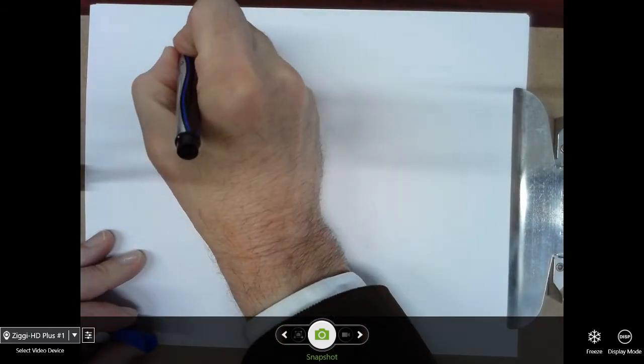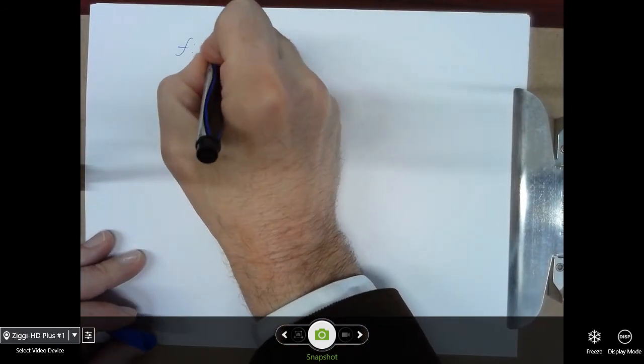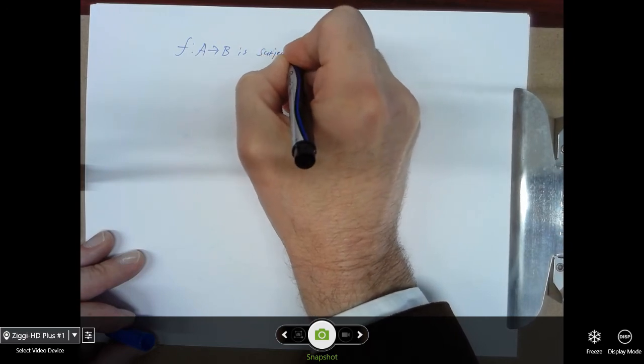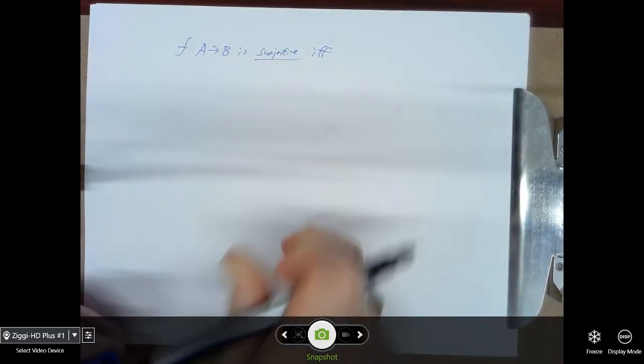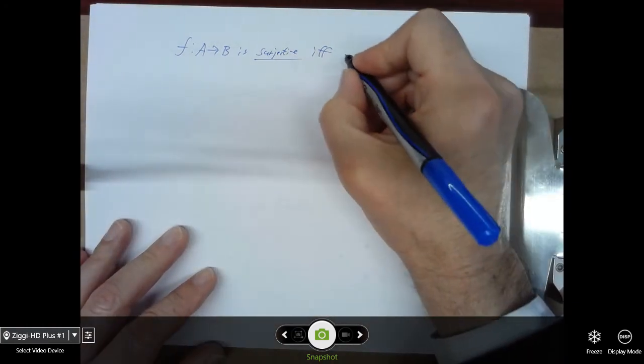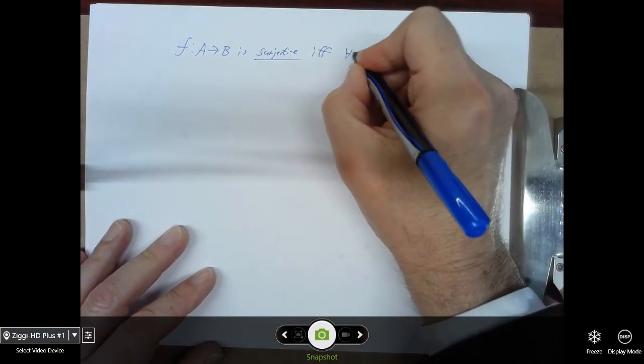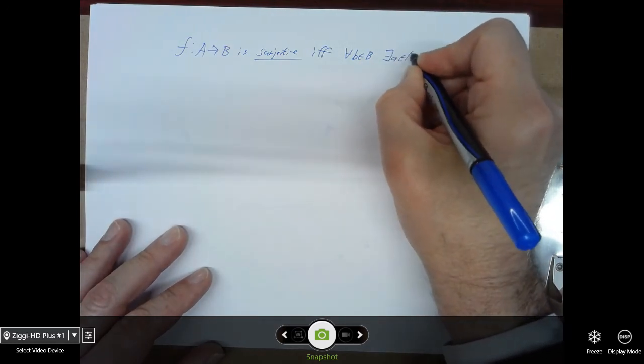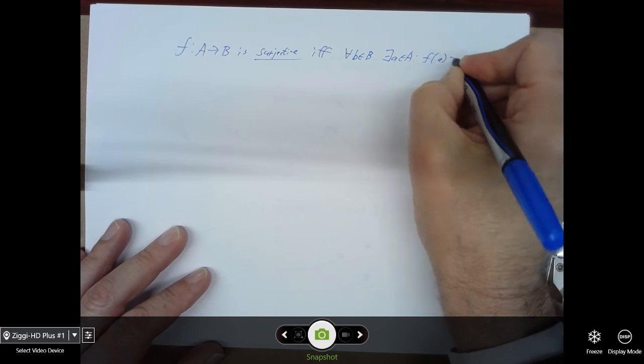So f from A to B is surjective if and only if for all points b in the set B, there exists an a in the set A such that f of a equals b. So for every point in the codomain, there's some point in the domain that maps to it.